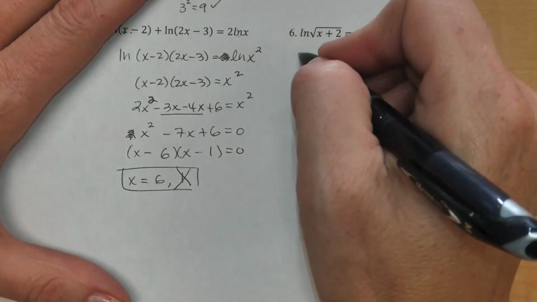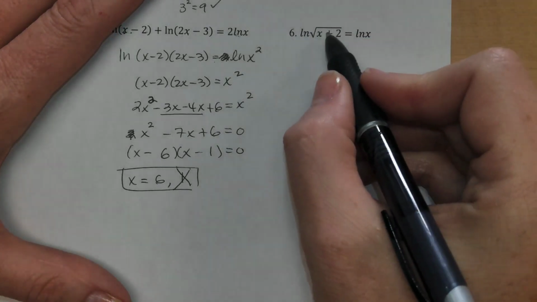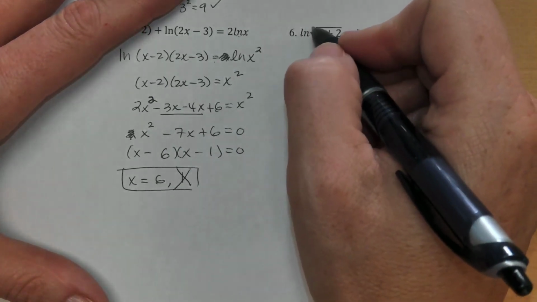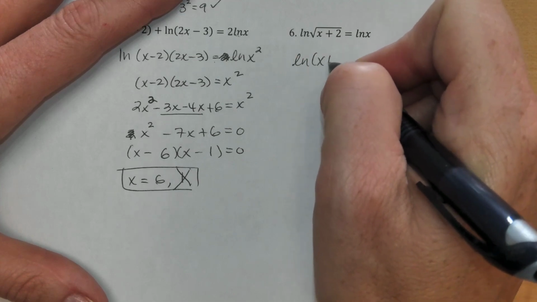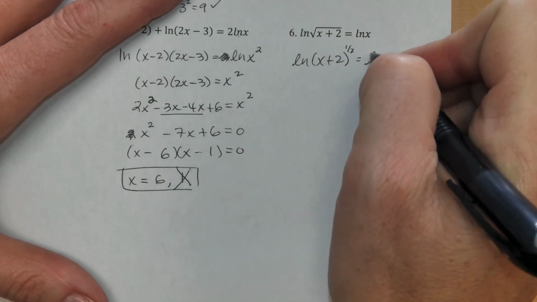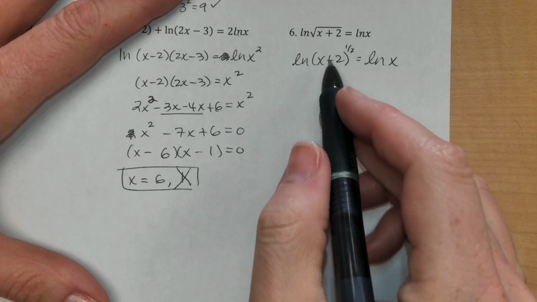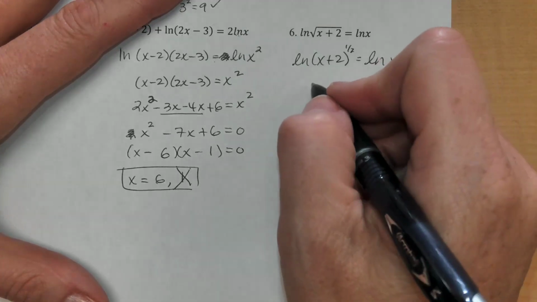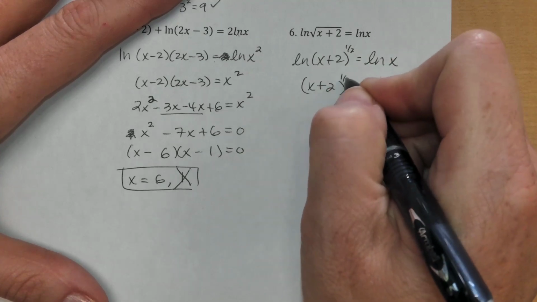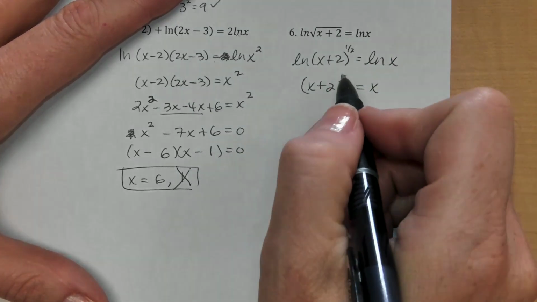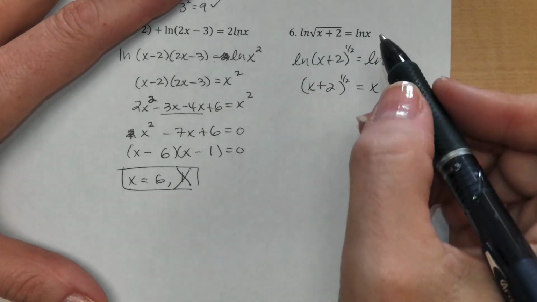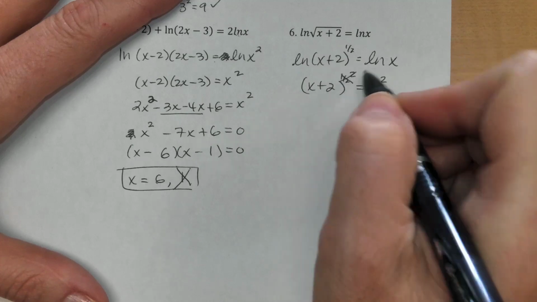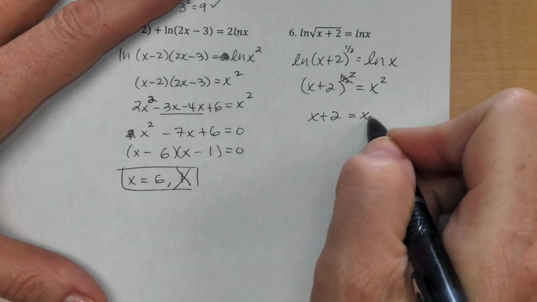One more to go. We've got natural log square root of x plus 2, and then you've got a natural log of x on the other side. And I'm just going to change the root into an exponent. So it's going to be to the 1/2, and then I've got natural log of x. Kind of in the same boat again, I've got natural logs on both sides, so that means that these two parts are equal. So x plus 2 to the 1/2 equals x. The only way really for me to get rid of a 1/2 or to get rid of a root is to square it. So they'll cancel, and I'll throw a squared over there. So I've got x plus 2 equals x squared.